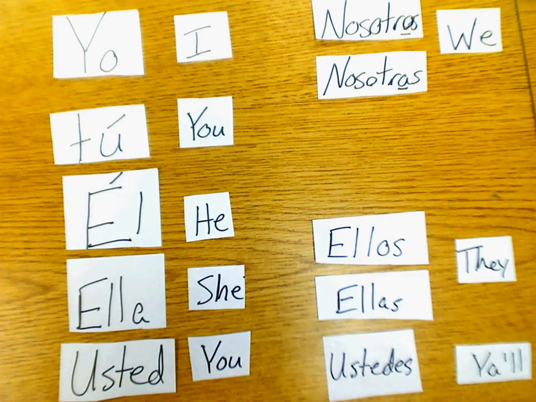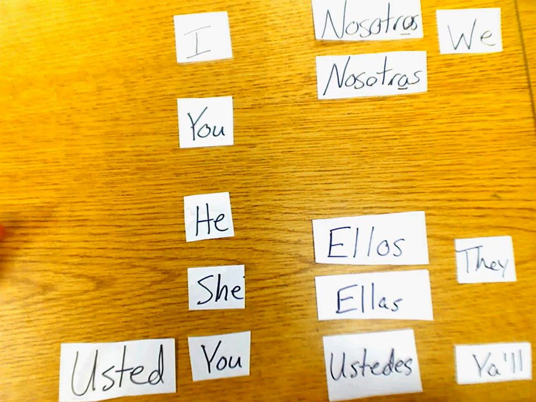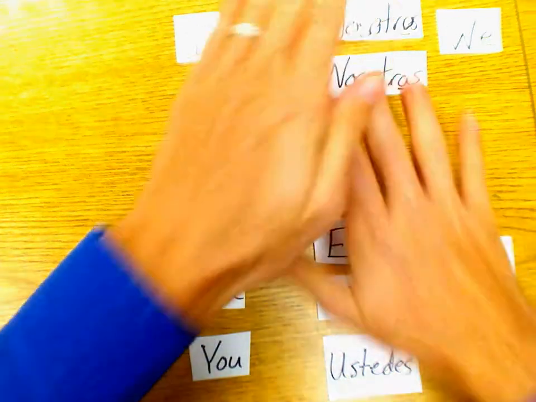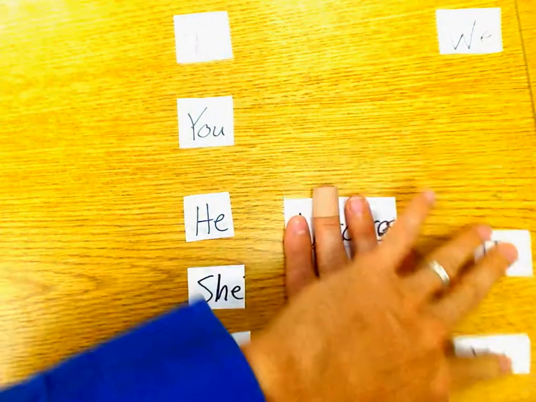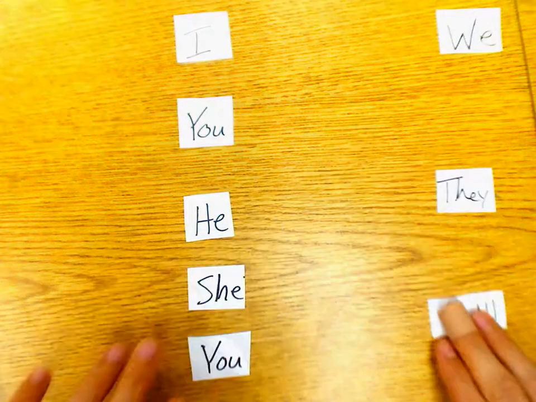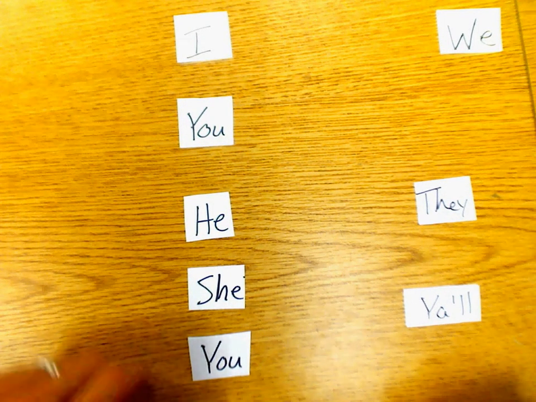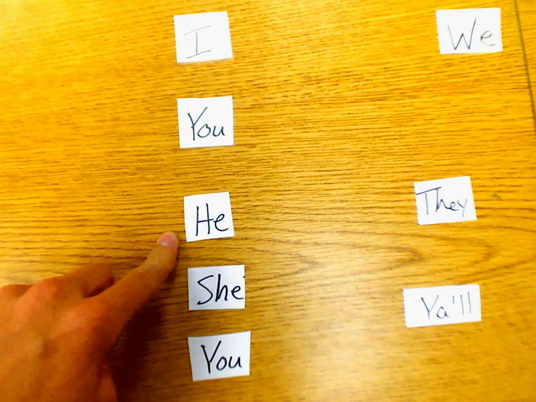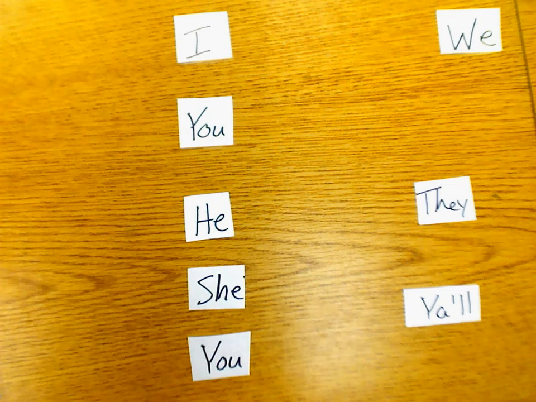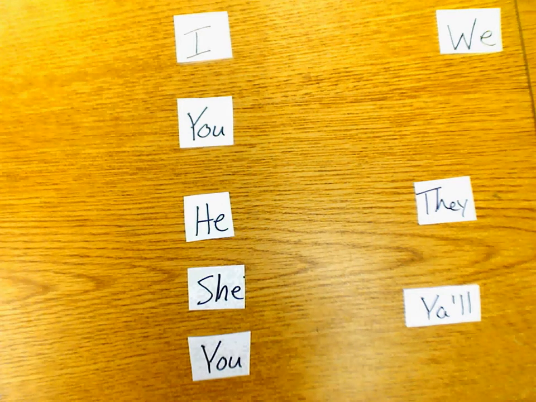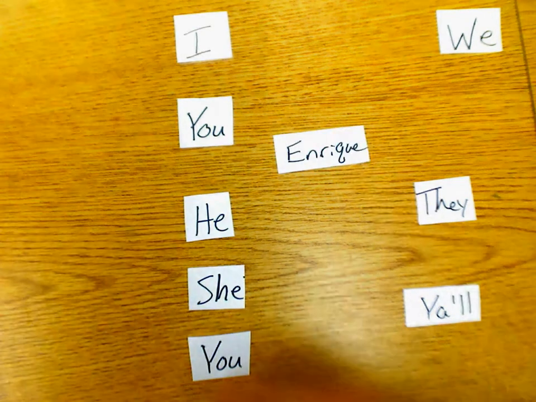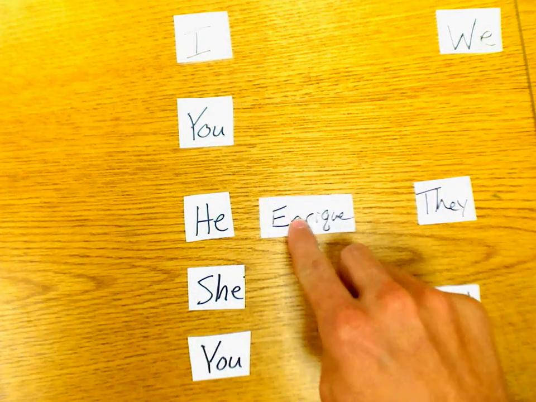Now, why do we have subject pronouns? Let's think about it in English. Let's set these aside here just for a second. So here are our subject pronouns in English. Now, words like he. Why is it important? Well, if I was having a conversation with you about a guy named Enrique, now Enrique obviously is a he.